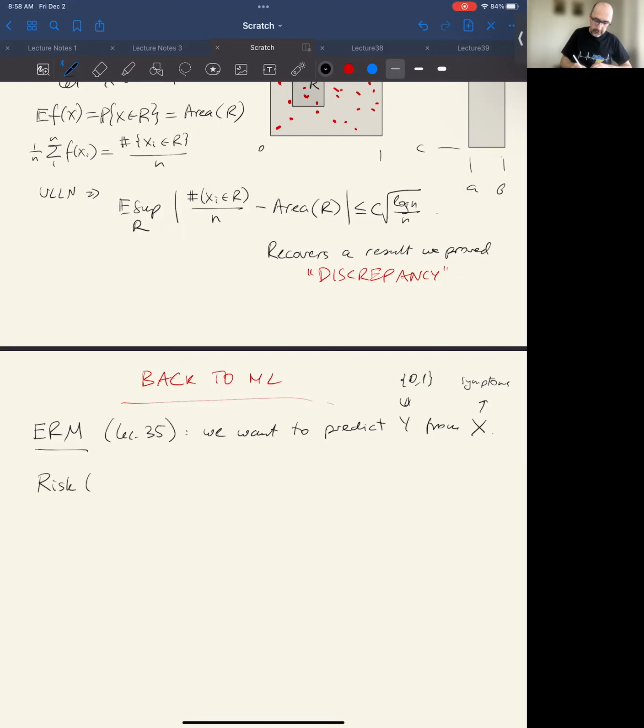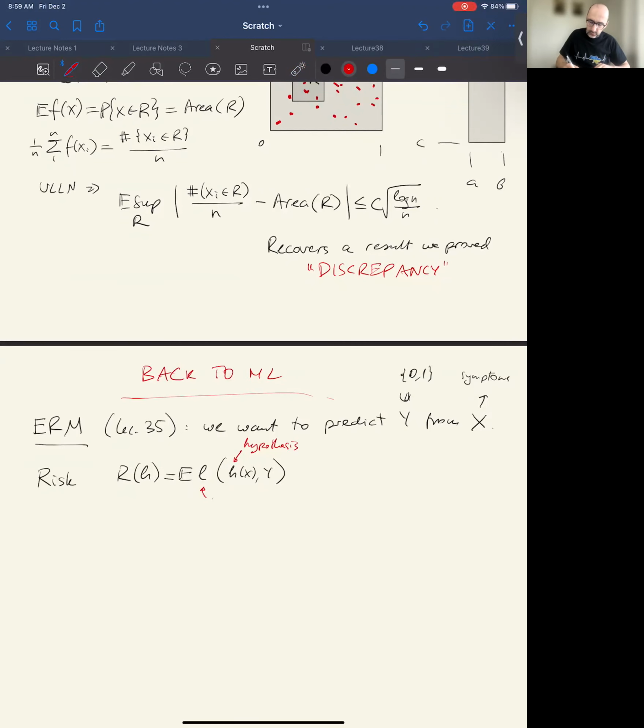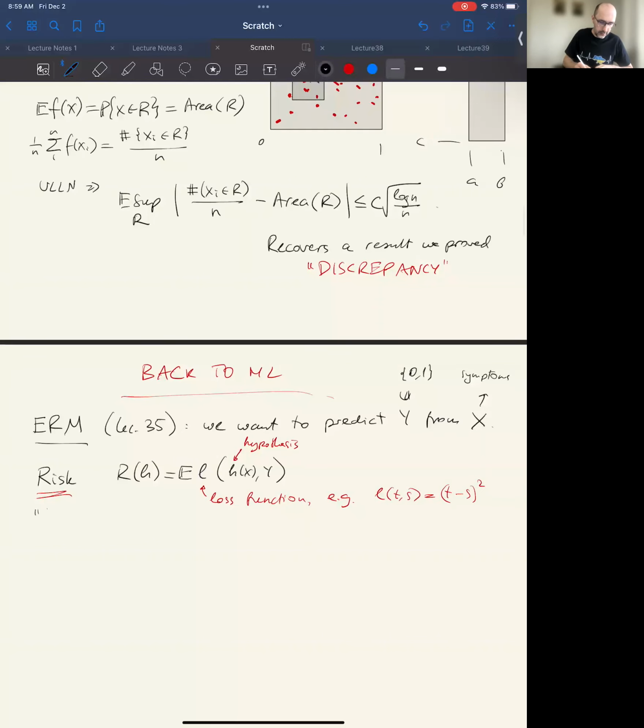For this, we compute the risk. I'll explain what this is again. So H is a hypothesis. It's a function. Let's say H is a linear function. For each linear function, we make a linear regression. So we take a linear function, we compare it with y, with the diagnosis, and then we measure the discrepancy. We measure the error with some loss function. For example, L of t, s would be just the square function, t minus s squared, and we take the expectation. So it's just the average squared error. This is the risk, also called the test error.